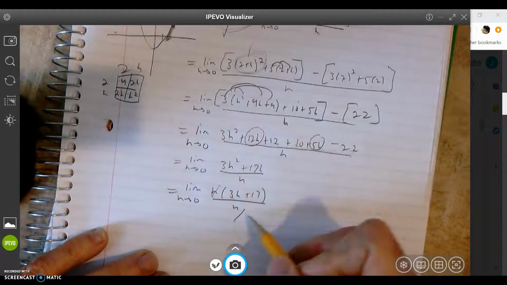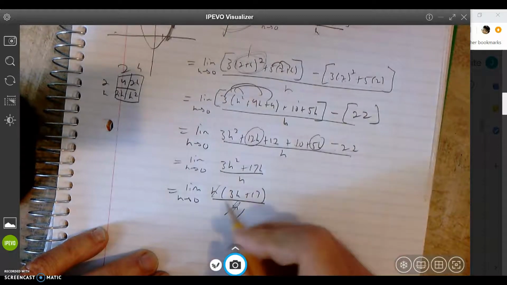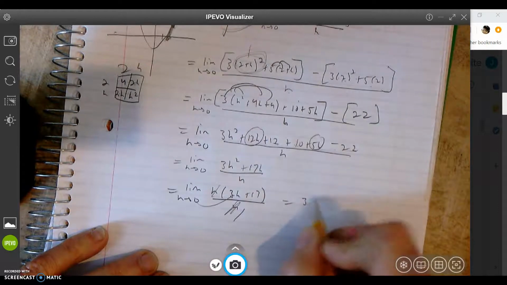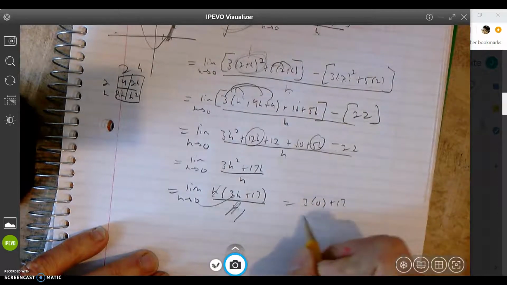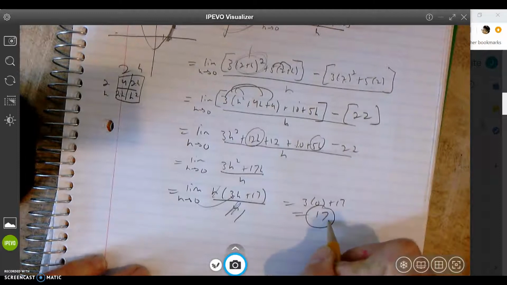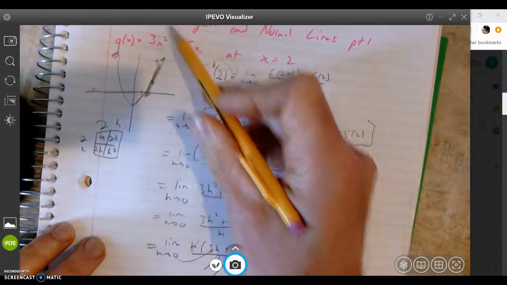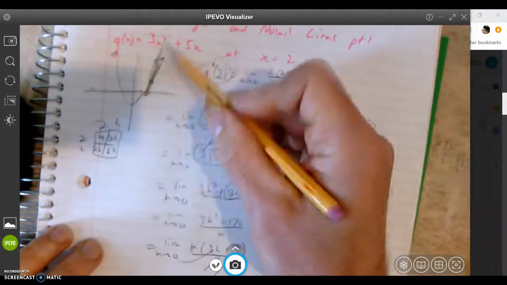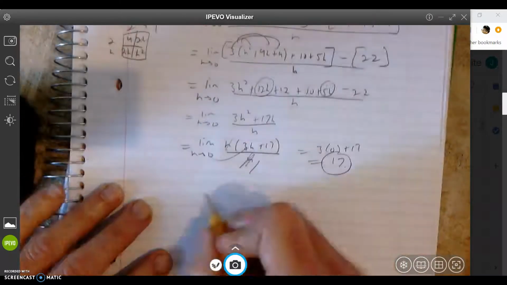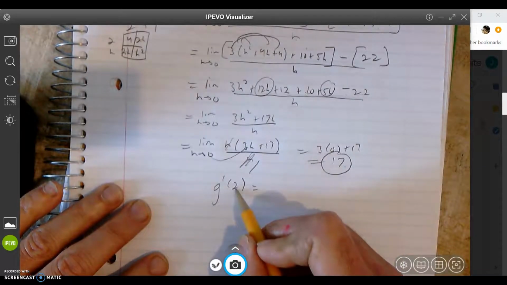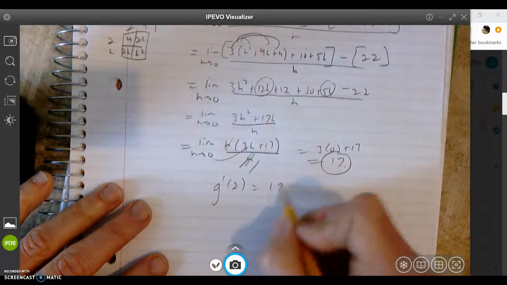H divided by h is 1. Now I'm going to plug in 0 here as the last step, equals 3 times 0 plus 17, and that is 17. So the derivative is 17, so that's really steep. So that's up 17 spaces over 1, so it's even steeper than this. Okay? So that would mean the instantaneous rate of change, the slope at x equals 2 is 17.